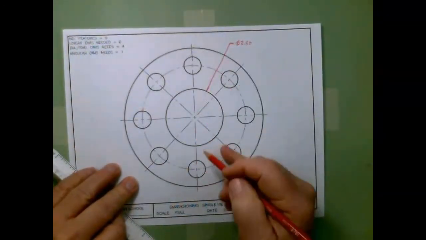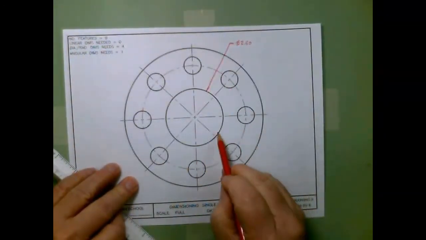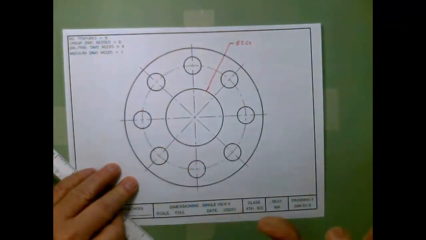But you say, where's it located at? Look, all of these 3 are concentric. So the diameter of this will give us where that thing's located at.